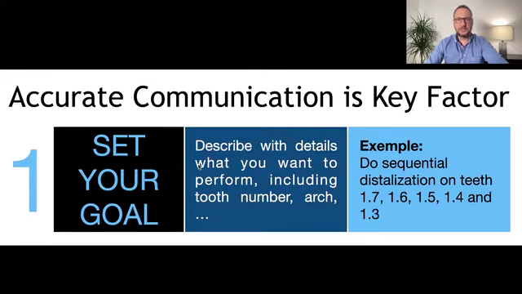So let's review. To set your goal, you need to describe with details what you want to perform, including the tooth number, the arch, and everything else. Now, for example, if you want to create a sequential movement in the first quadrant, you need to start saying this. Do sequential distalization, in this case, on teeth 1.7, 1.6, 1.5, 1.4, 1.3. You need to explain where you need to create this in order to improve the predictability. And this is the knowledge that we have. I'm going to show you how to do this in a few webinars, okay, but this is the first part.